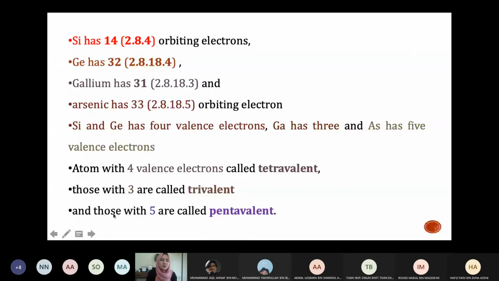Next, this is electron configuration. Over here it states that Si is silicon. Silicon has 14 orbiting electrons, and the number in this bracket over here is what we call the electron configuration. This 2.8.4 is the electron configuration. For example, we take this 2, 8, and 4.